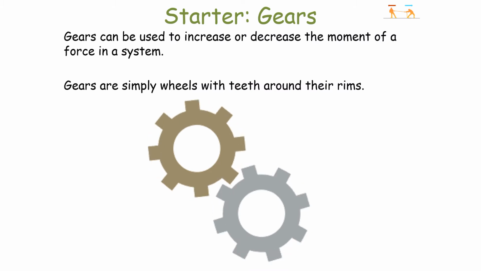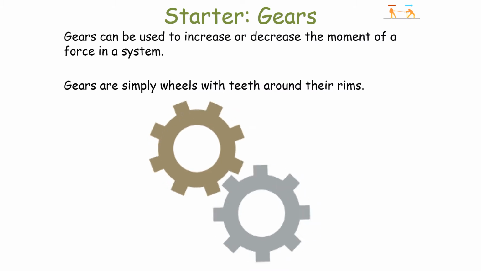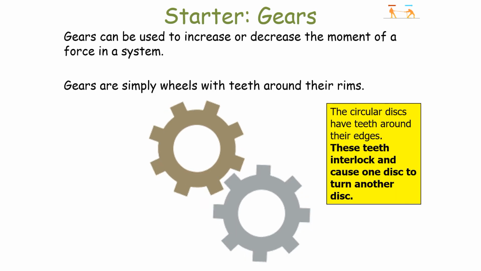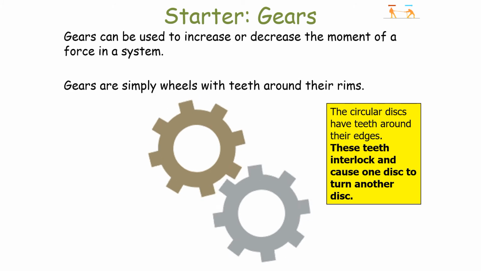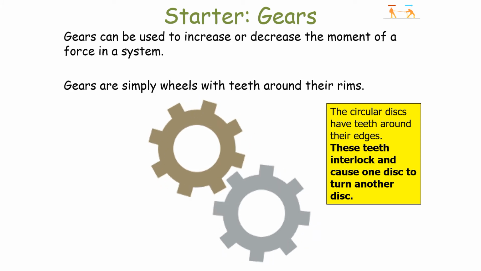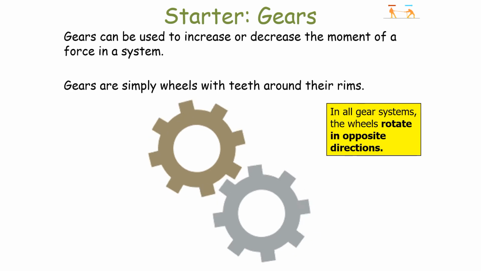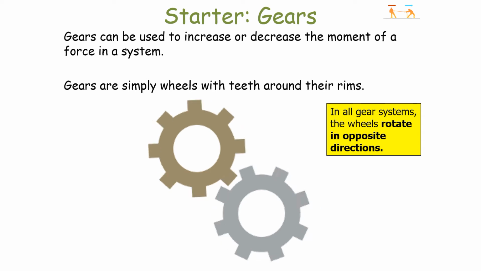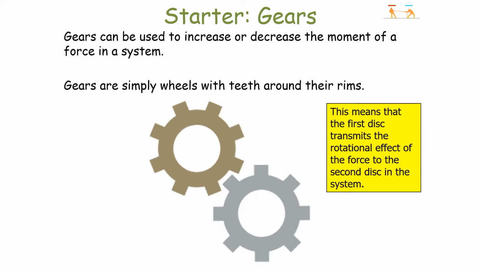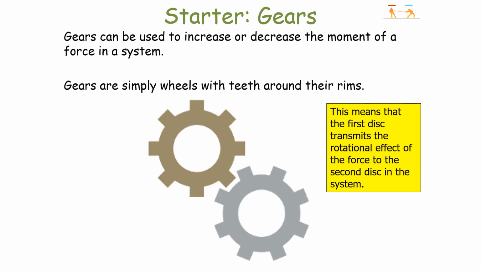So gears can be used to increase or decrease the moment of a force in a system. Now gears are simply wheels with teeth around their rims. So the circular discs have teeth around their edges, and these teeth interlock and cause one disc to turn another disc. Now it's important to note that in all gear systems the wheels rotate in opposite directions. This means the first disc transmits the rotational effect of the force to the second disc in the system.